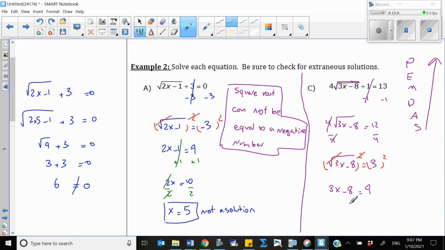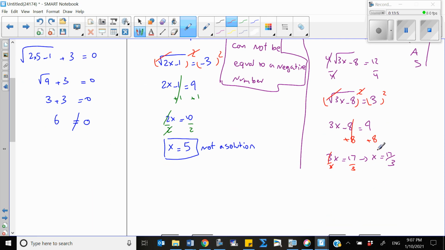Now solve for x. Add 8 to both sides. Again, according to the same thing that I just said here, we're going to get rid of 8 first. So this will be 3x equal to 17, and from here x will be 17 over 3 because we have divided both sides by 3. So it looks like this is my answer.